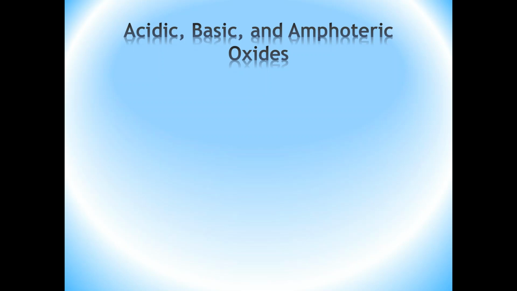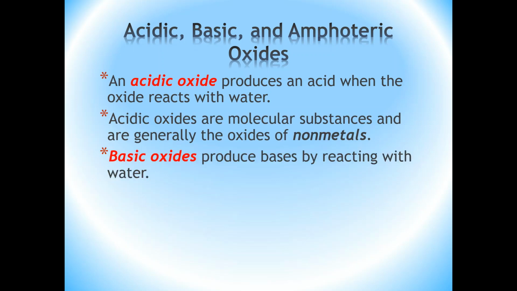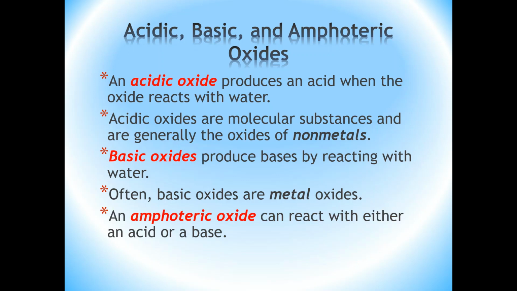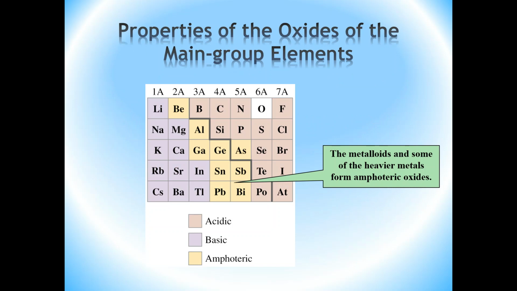Okay, some other terms that I need to talk about here: the difference between acidic oxides, basic oxides, and amphoteric oxides. Acidic oxides are oxides which, when added to water, form an acid. These acidic oxides tend to be oxides of nonmetals. Basic oxides produce bases when they're added to water. Again, more often than not, basic oxides tend to be metallic. And then you have a special group of oxides known as amphoteric oxides, which can react as either an acid or a base, right? You'll find that metalloids and some of the heavier metallic oxides tend to form amphoteric oxides.